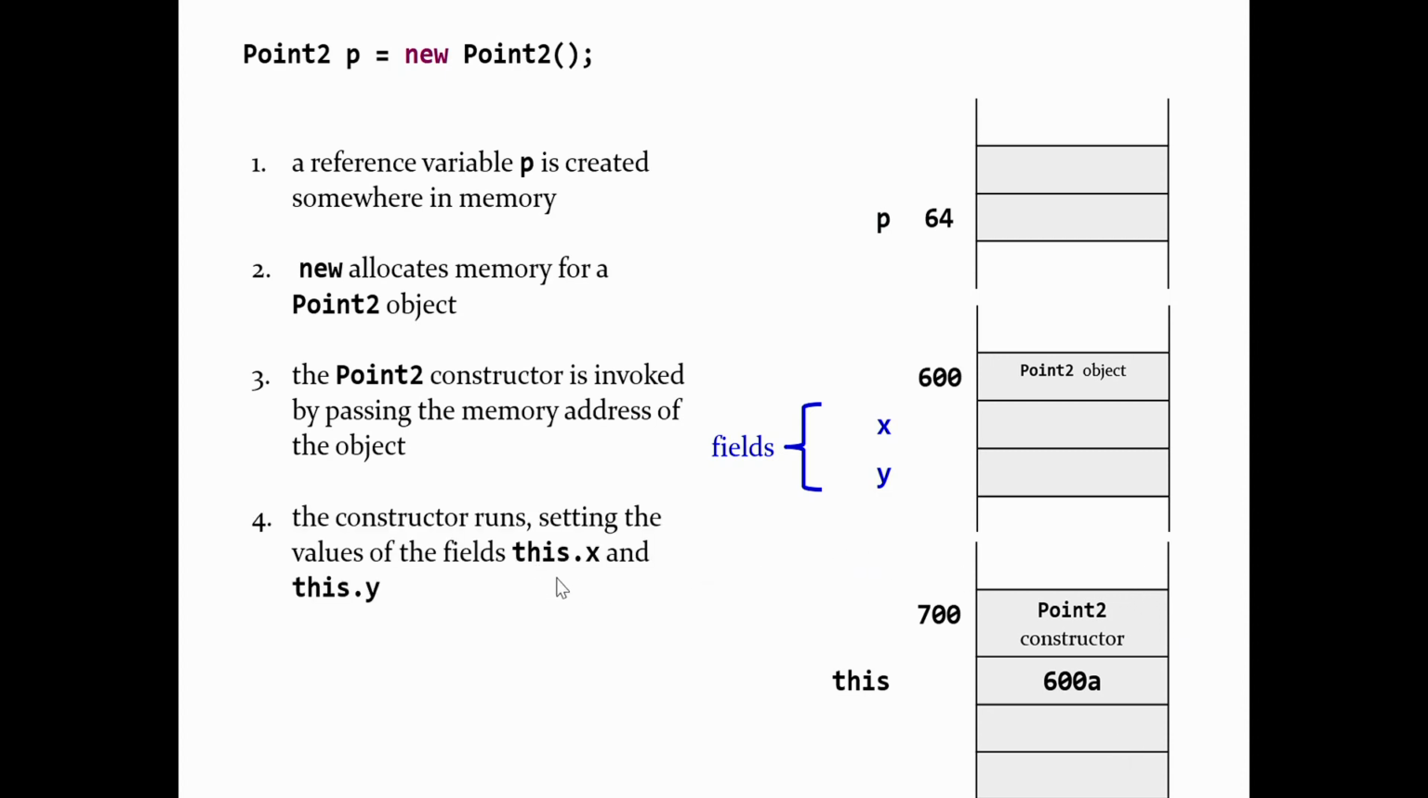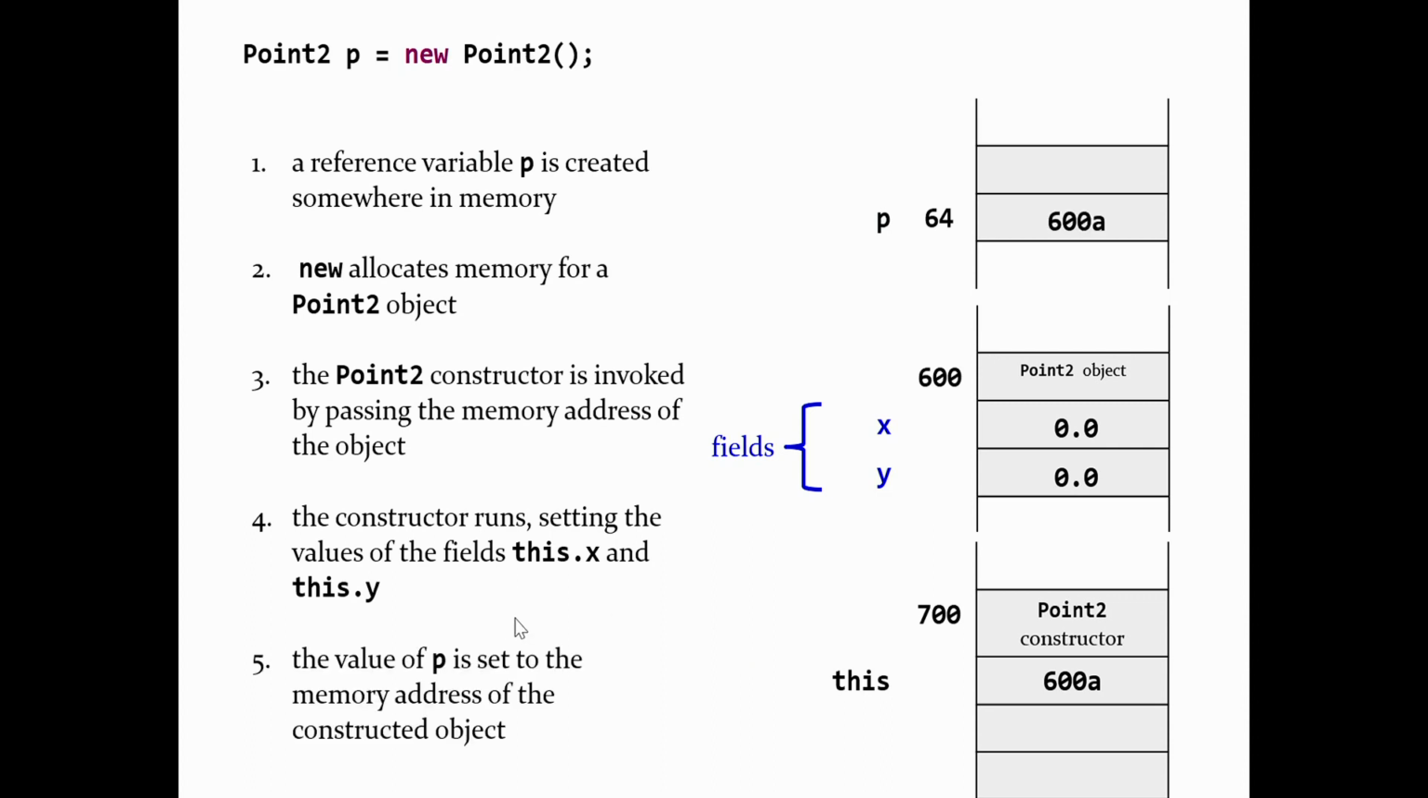So the constructor now runs. What does the constructor do? It's this dot x equals 0, this dot y equals 0. So what's this? Well, this is the object at address 600. What's this dot x? Well, it's that x. And what's this dot y? Well, it's that y. So those values get filled in with 0. Yep, and then the value of p.